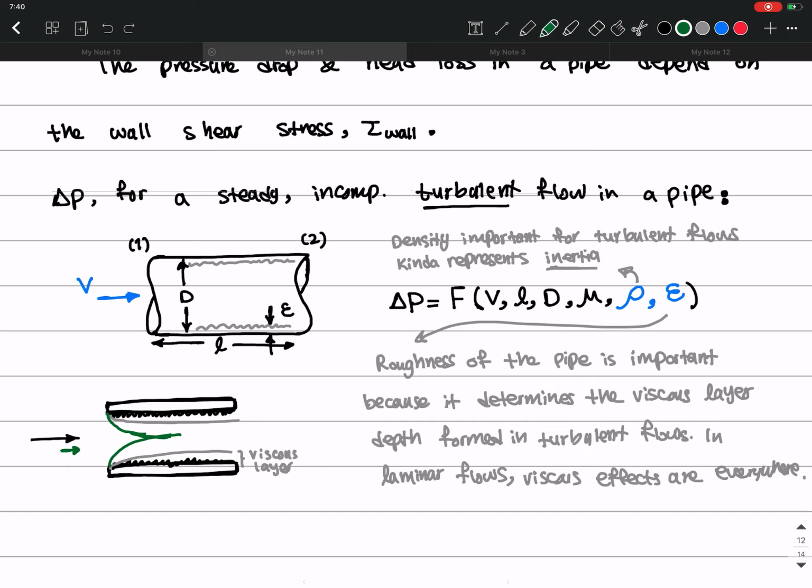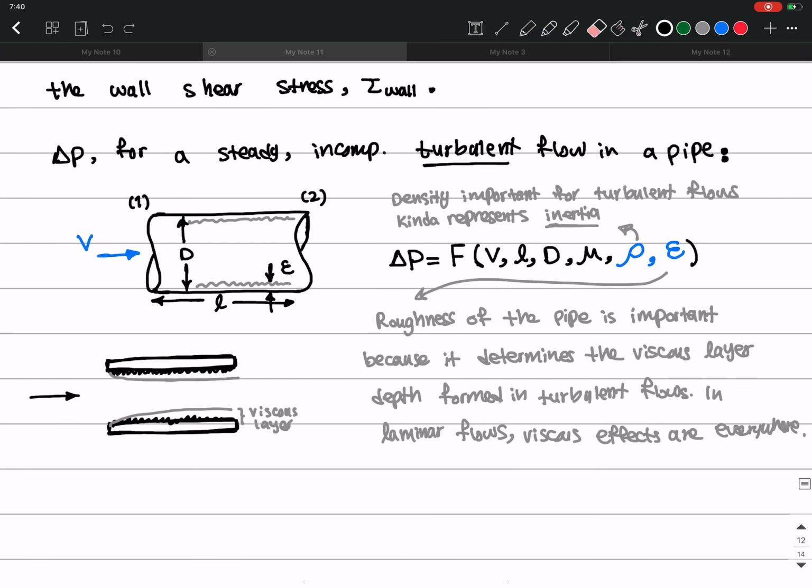But for a turbulent flow, the viscous layer is only present up to a specific height, which we call the viscous layer. And the rest has turbulent friction; it's not the viscous friction that dominates. So that's why we have these two additional parameters that we need to take into account: the inertia force, which is important for turbulent flows, and also the roughness of the pipe.